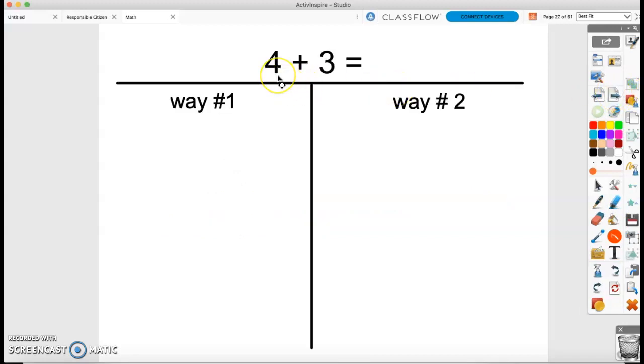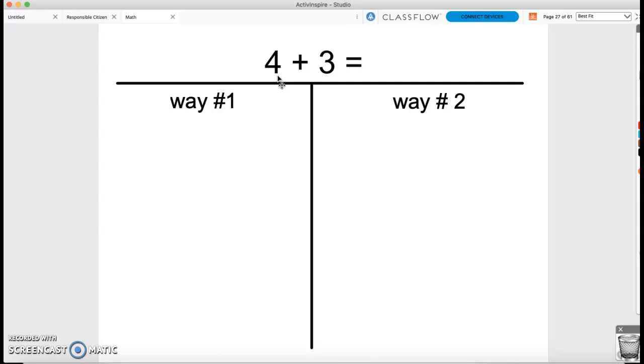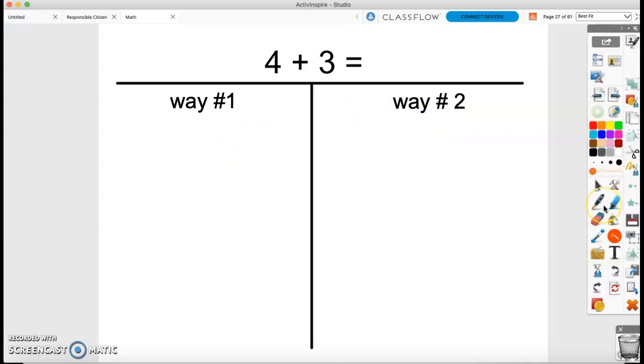So at the top, we have an addition problem to answer. 4 plus 3 equals something. So it says way number 1 and way number 2. And we've learned different ways to add and some different strategies. So I remember that we have the count on strategy when we're adding 1, 2, and 3. I also remember we have doubles plus 1, doubles, and doubles minus 1 that we've learned.